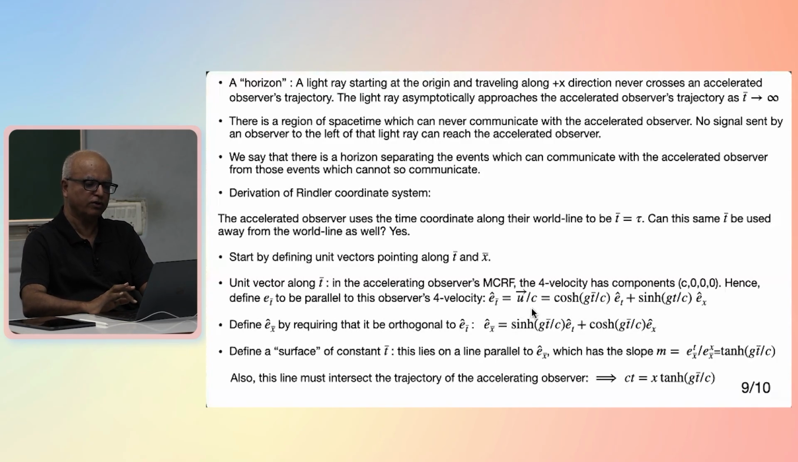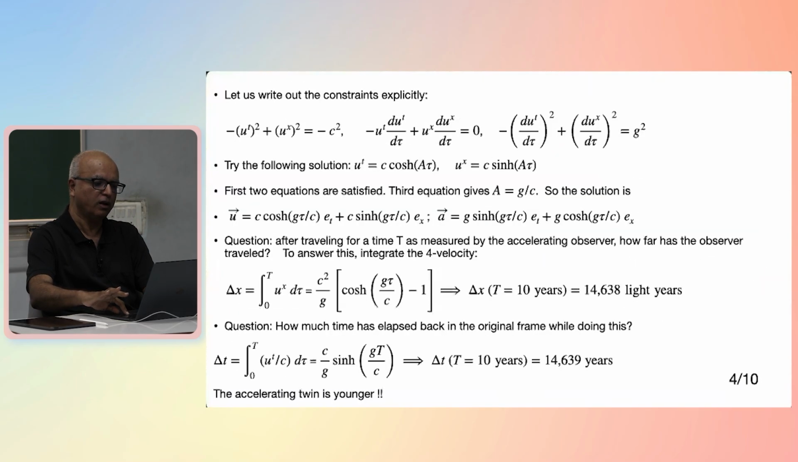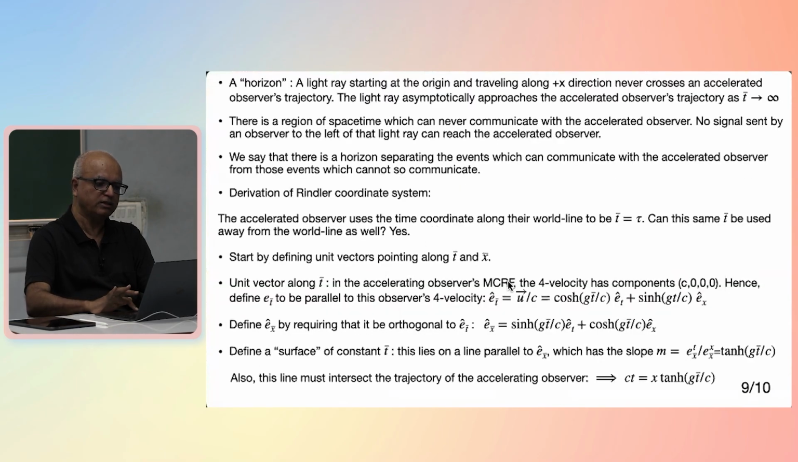The solution for u I know, we solved for the 4 velocity that had a component along E t and along E x. Let us remember that. This is the solution for the 4 velocity. It has a component along time, it has a component along space. So, I define my E t bar vector, the unit vector along the Rindler time t bar, as just equal to the unit vector along the 4 velocity. Okay?